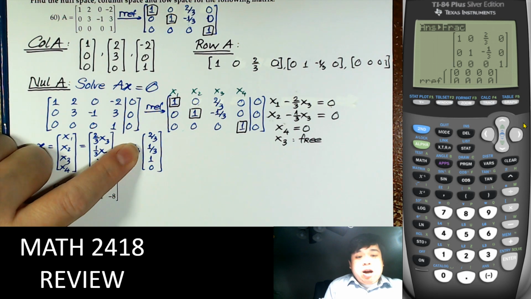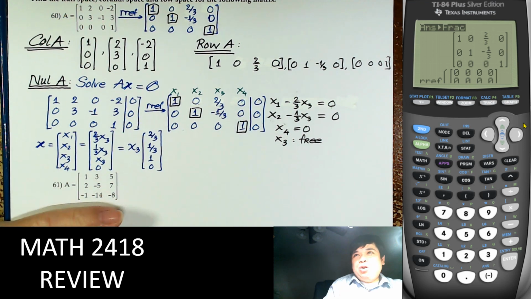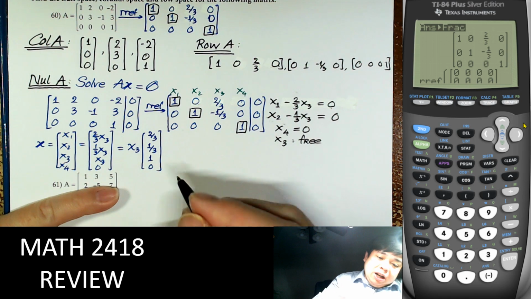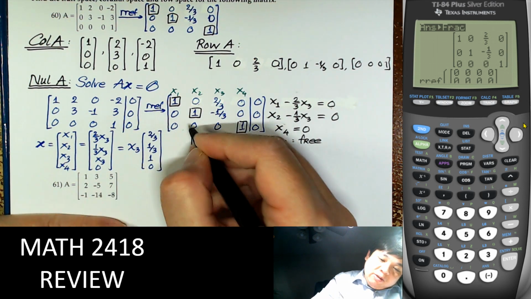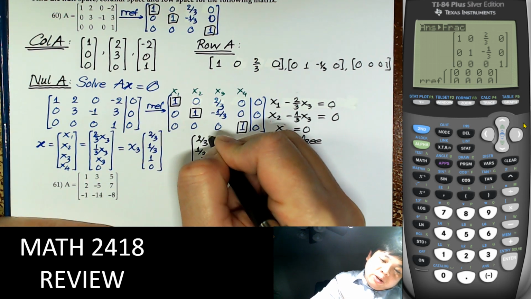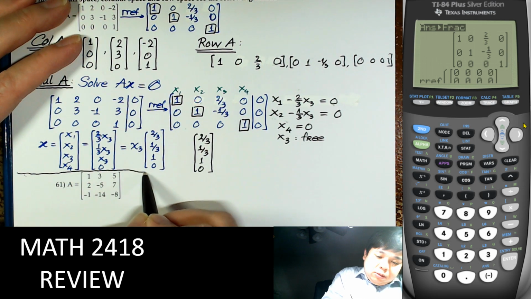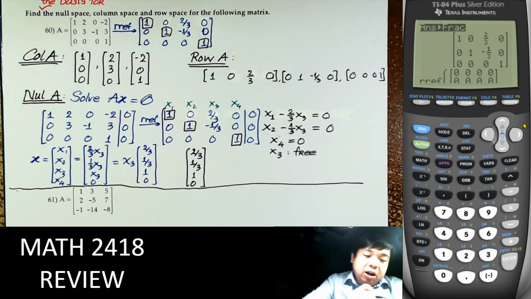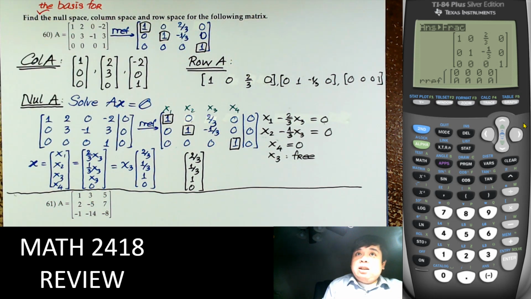If we want to choose a better one, choose x3 to be 3, multiply all of this, then we don't have to deal with fractions. So that's a better way to write that. But anyway, if we just want the basis for it, we're just going to say this vector here, 2/3, 1/3, 1, and 0. Right? So that's how we find the basis for the column space of A, the row space of A, and the null space of A.